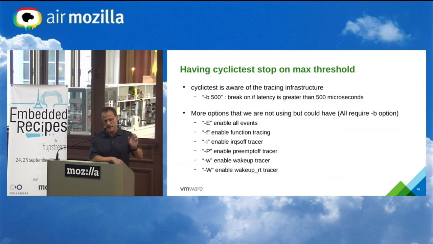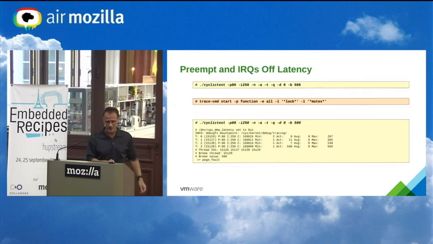When you do the dash B and give it a number, you say, hey, if my latency is more than 500 microseconds, break. There are more options in there if you wanted to enable events, function tracing, and IRQs off. Instead of doing the trace command record that I had before, I could have done it with the dash P, dash W, dash W. That's the preempt off tracer, enable tracers.